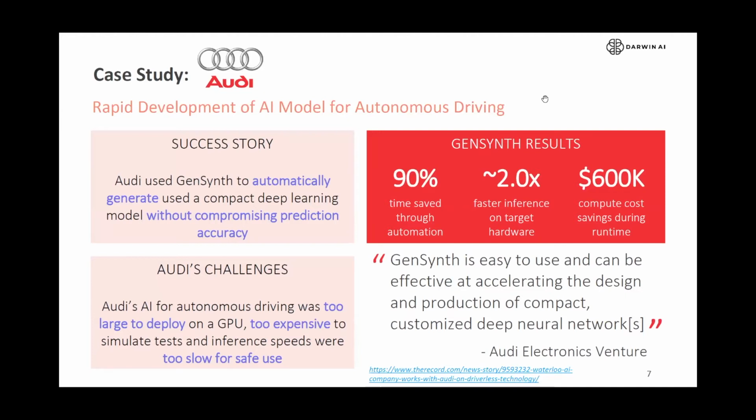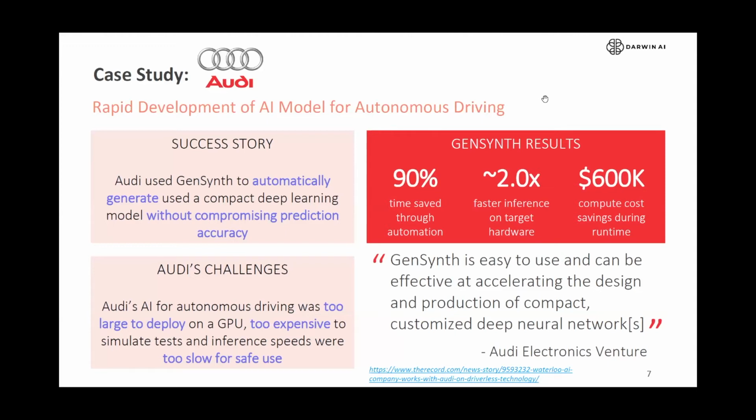So one of the challenges they had was that they were building an AI system for autonomous driving, but it was just too large to deploy on GPUs and too expensive to do simulation tests, and inference speeds were too slow for safe use. So we're not just talking about safe deployment, we're also talking about running simulation and testing. And so what we did was we worked with them to use Jensen to automatically generate compact deep learning models without compromising prediction accuracy.